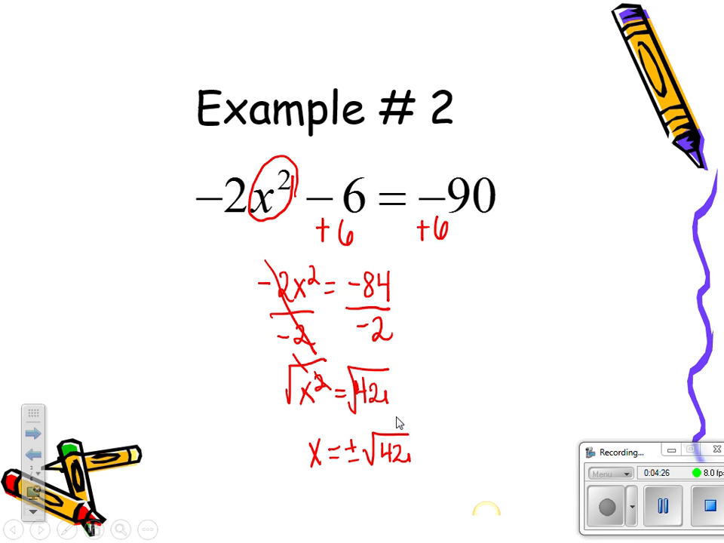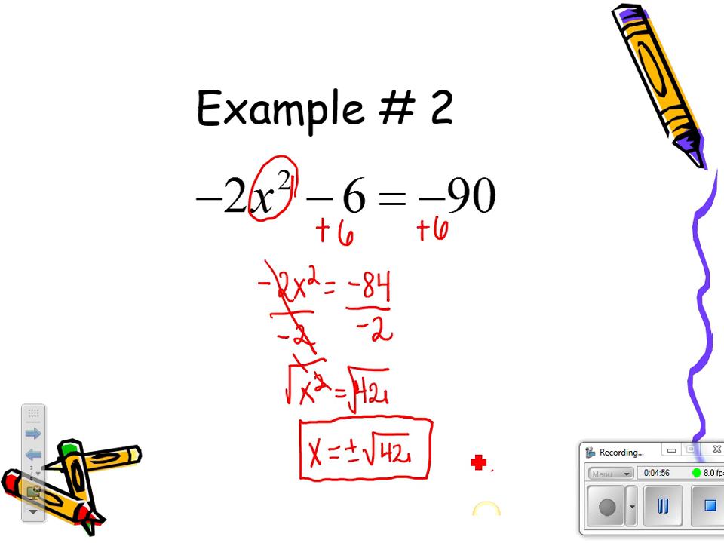Now, can I break down the square root of 42 by dividing it by a perfect square? Well, 4 doesn't work. 16 doesn't work. 9 doesn't work. 25 doesn't work. So 42 cannot be broken down, so we will leave our answer in radical form. That is the simplest radical form.